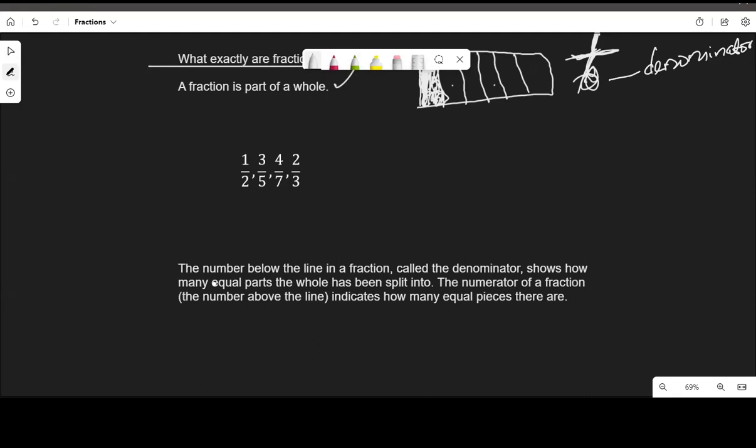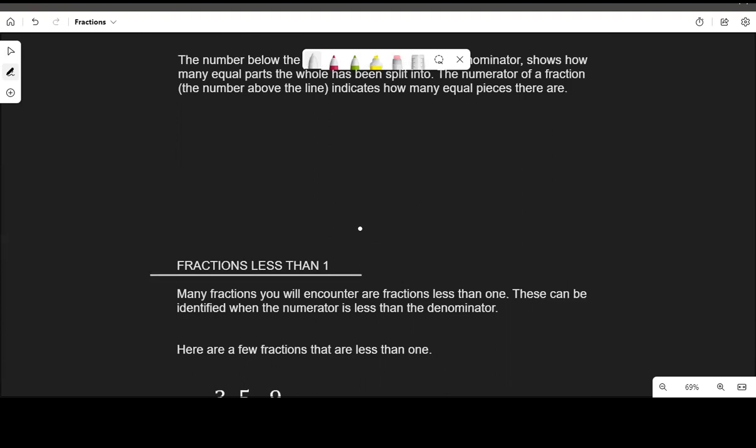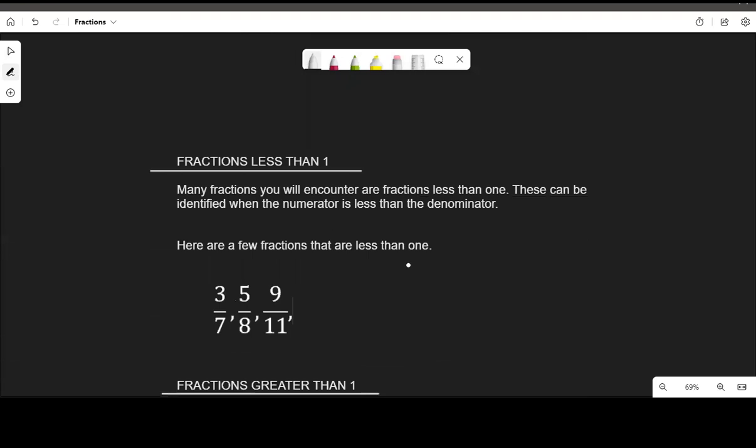Like I said earlier, the number below the line in a fraction is called the denominator, while the number above is called the numerator. We can have fractions that are less than 1, and we can also have fractions that are greater than 1. Fractions that are less than 1, which are the most common type we encounter in mathematics, are called proper fractions. Any fraction where the numerator is smaller than the denominator is called a proper fraction.